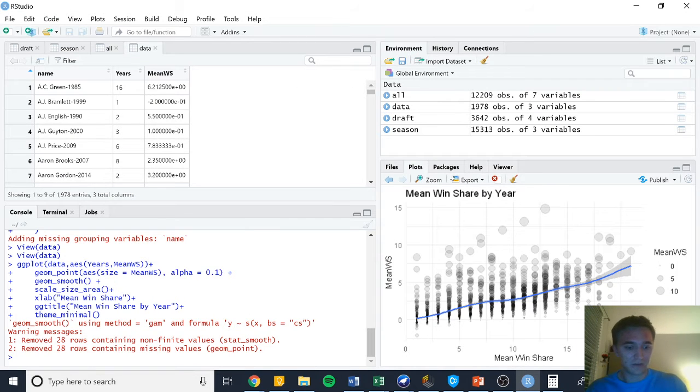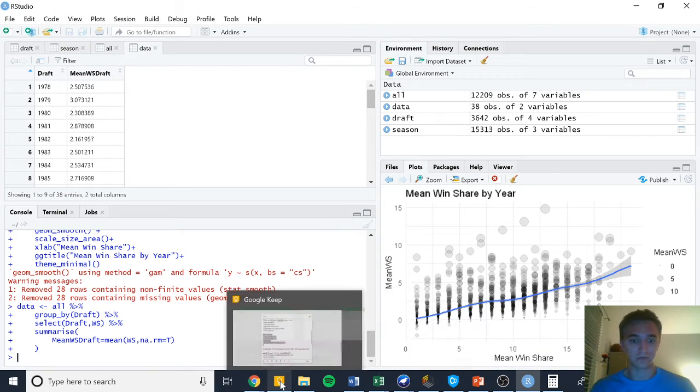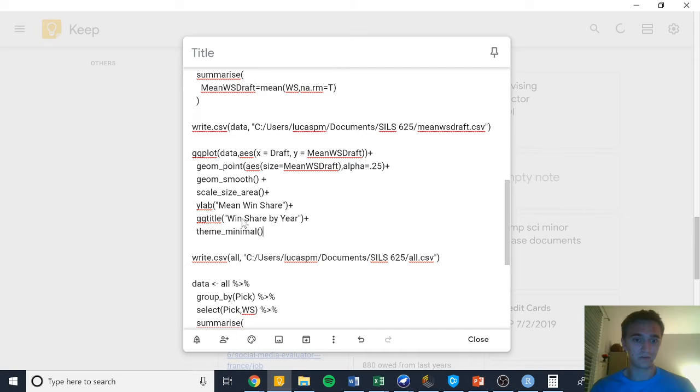So let's take this data table and overwrite it here. And now we have each draft year and then the mean win share from that draft. And let's get a visualization for that as well, and I'll explain what that's going to show us.